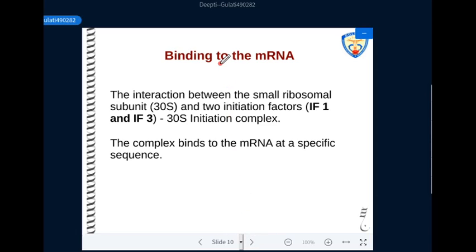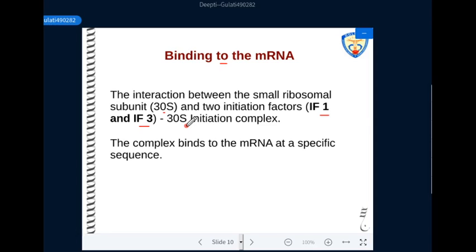So the first step is the binding to the messenger RNA strand. Now the 30S ribosomal subunit first attaches to two initiation factors. One is IF1, which will keep on blocking the A site till the P site is occupied by the initiator tRNA. And initiation factor 3 will prevent the binding of the 50S subunit until it is required. So the 30S subunit attaches to two initiation factors, IF1 and IF3. The complex is known as the 30S initiation complex.